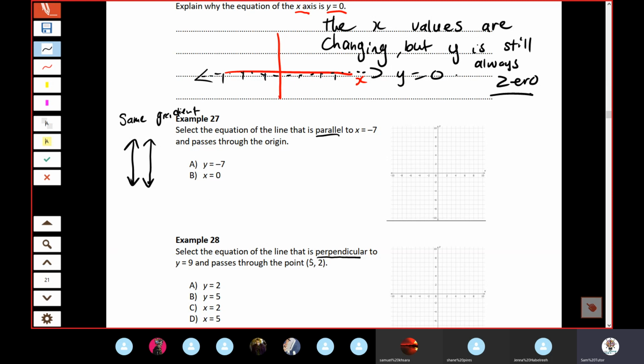So it has to be parallel. Compared to perpendicular, who can tell me what perpendicular means? They meet at a right angle. They meet at a right angle. Beautiful. So that would be perpendicular.